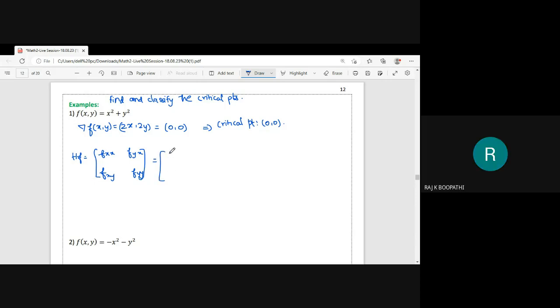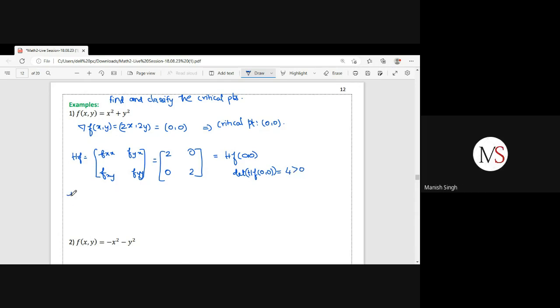So what are these? 2, 0, 0, 2. So Hf of 0 comma 0 is also going to be the same matrix. Now what is the determinant of Hf of 0 comma 0? The determinant is 4, which is positive.